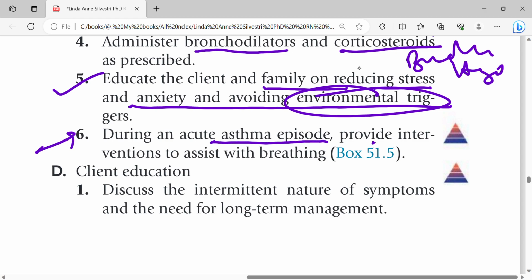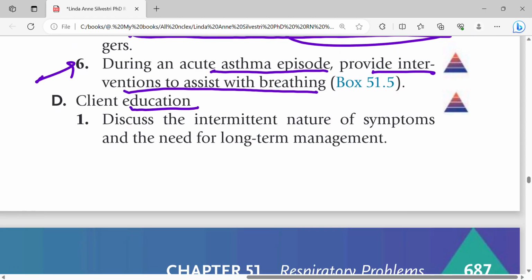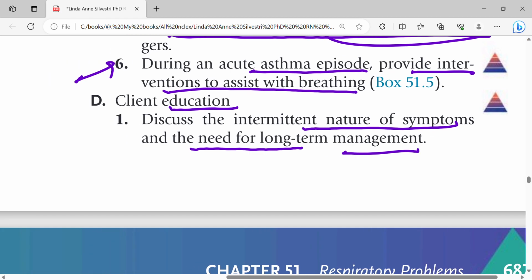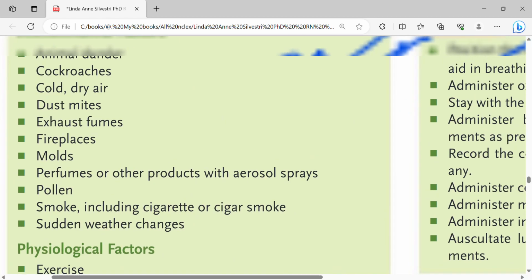During asthma episodes, provide interventions to assist with breathing. We should assist the patient with breathing and tell the patient how to take the breath. Then client education. The main important thing is how we will educate the client. Discuss the intermittent nature of the symptoms and the need for long-term management. So we should teach the patient about long-term management.